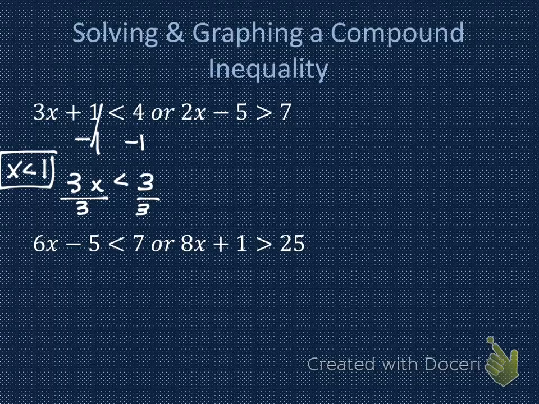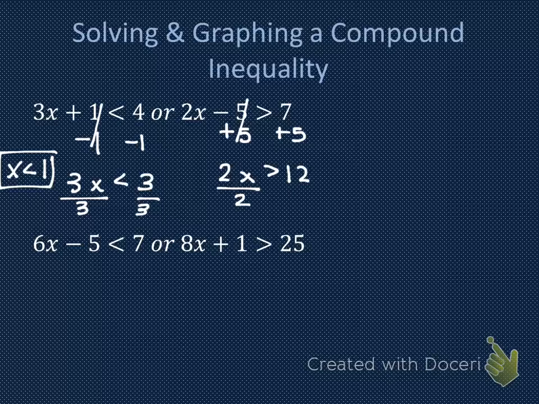But now I need to do the other part of the problem. So I say 2x minus 5 is greater than 7. So what would I do first? Add 5. 2x is greater than 12. Then I divide by 2. And x is greater than 6.